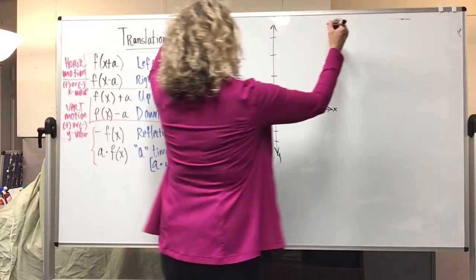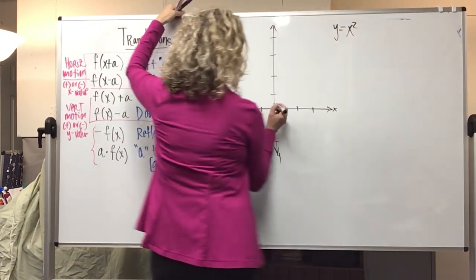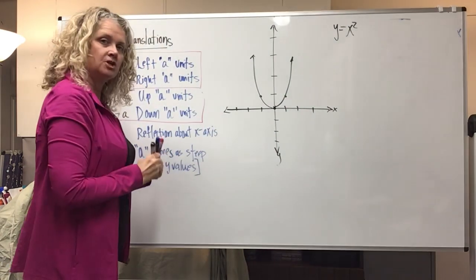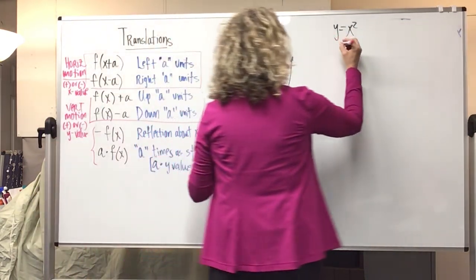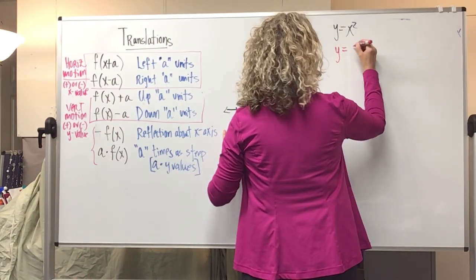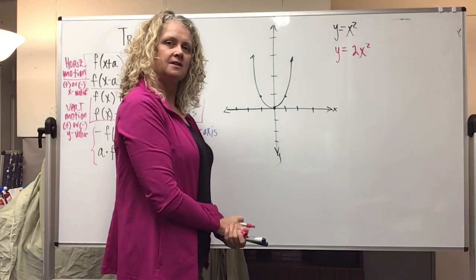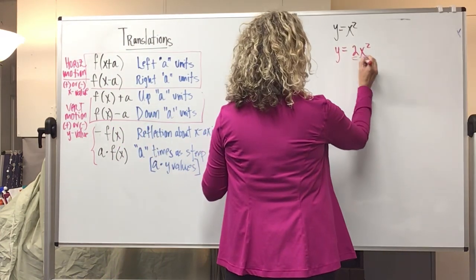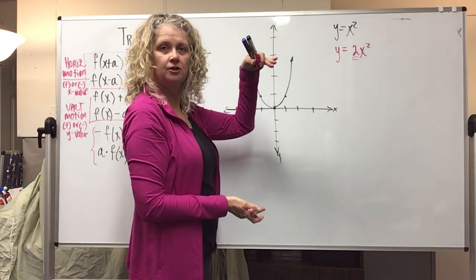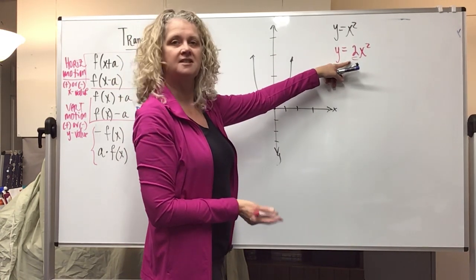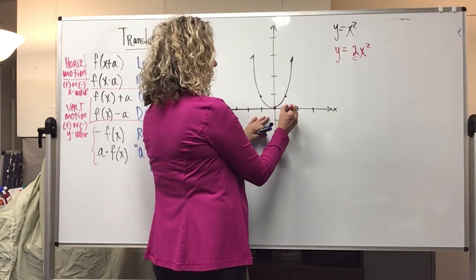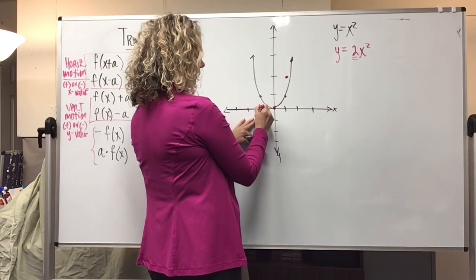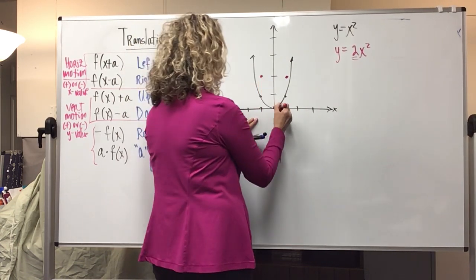So here, we're going to start with our parent function, and we are going to plot our reference points. So if I gave a function such as, why don't we do 2x squared? This means the graph is twice as steep. Different teachers use different language to say this. It can be a vertical stretch by a factor of 2. You could say twice as steep. So instead of going up 1, you're going up 2, both to the right and to the left.